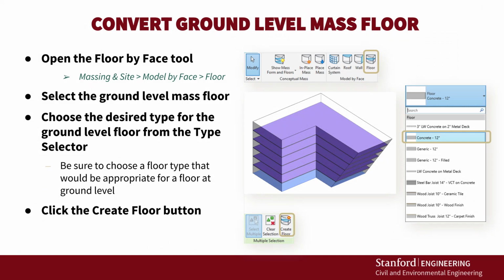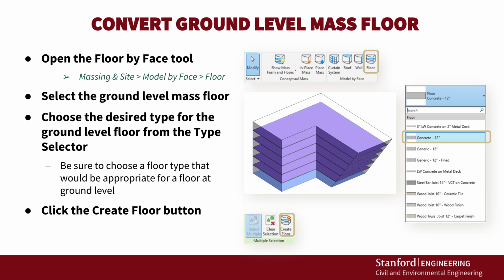Next, let's look at how we can convert that ground level mass floor into a floor element too. And again, we're doing this as a separate operation because the ground level floor will typically have a different type from the upper level floors. Again, we'll open the Floor by Face tool. You'll find that under the Massing and Site tab in the Model by Face section. Choose the Floor by Face tool there, and you can select the ground level mass floor.